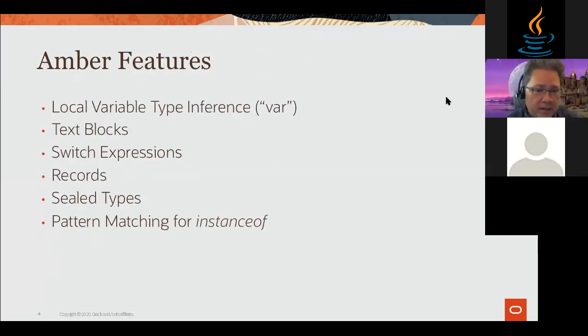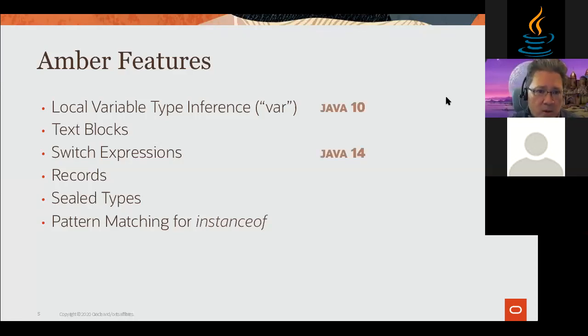All right, so these are the main features that are part of Project Amber. There are 6 features here, and some of them have been shipped already and some have not. I will go through these, but basically there's local variable type inference, otherwise known as var, text blocks, which some people call multi-line strings. I think that's a primary use case for it. Switch expressions, records, sealed types, and some enhancements to instanceof that will lead towards pattern matching.